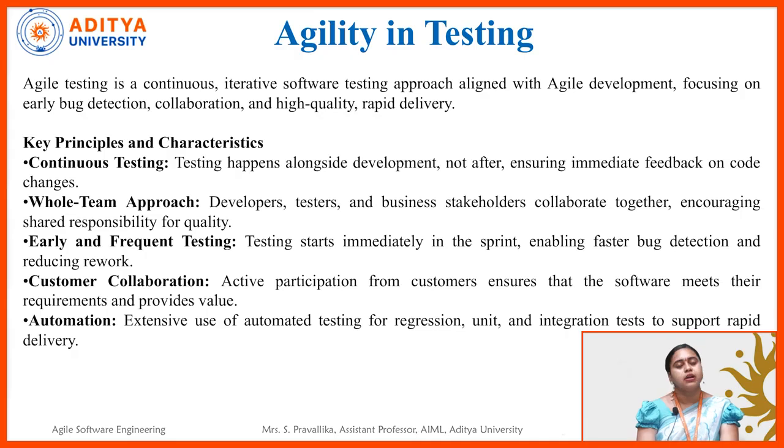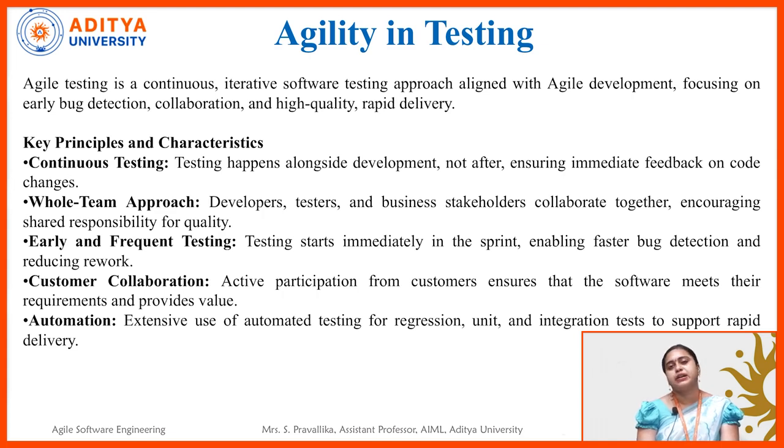So for every module developed, we will be having a testing aligned with the agile development, focusing on early bug detection. Early bug detection in the sense that if any bug arises, they are going to monitor those bugs and solve them. They are going to send it again towards the developers, and developers are the ones who rectify the mistakes. Collaboration. So now the testing team as well as the development team will be working together.